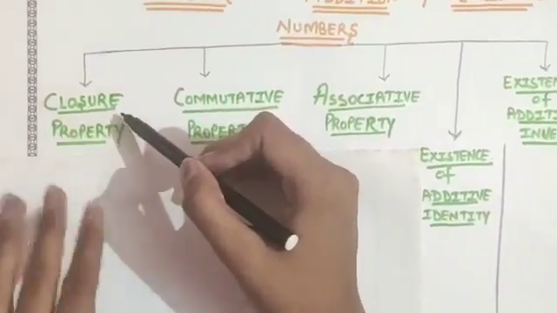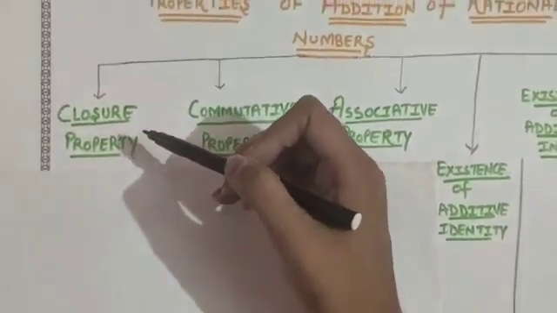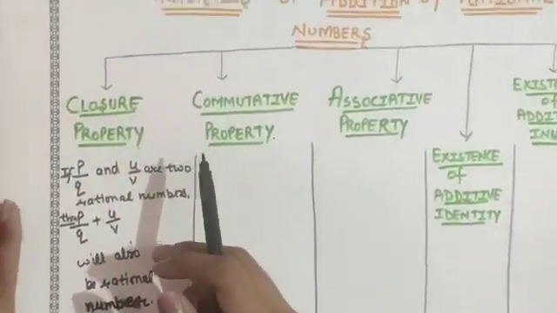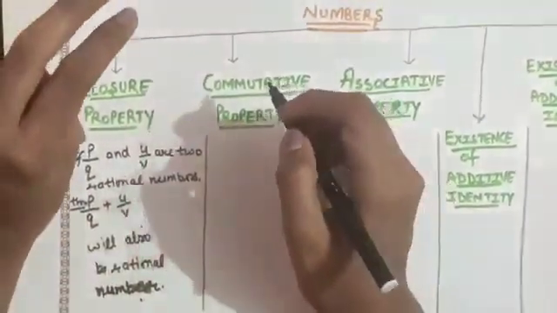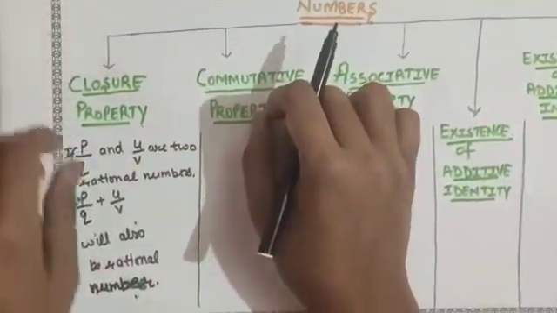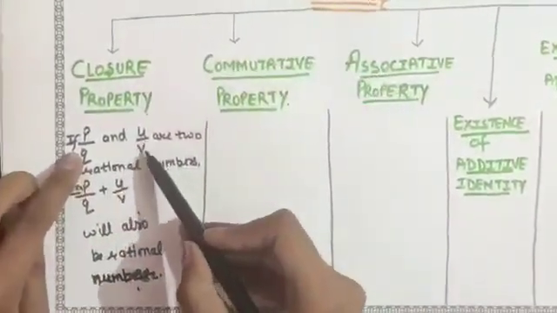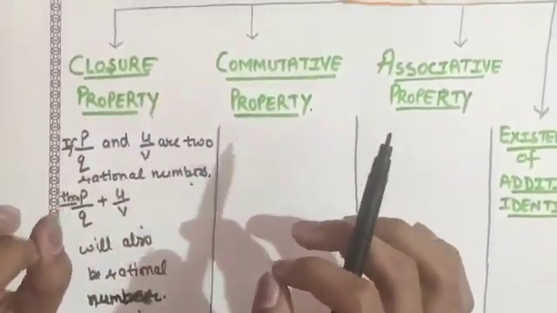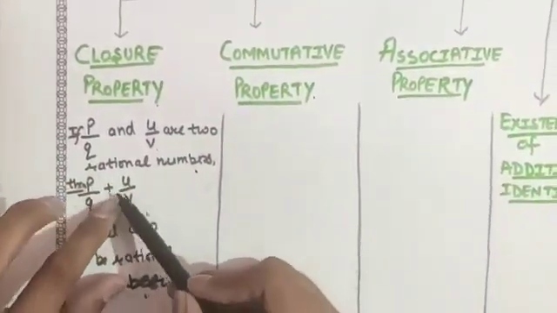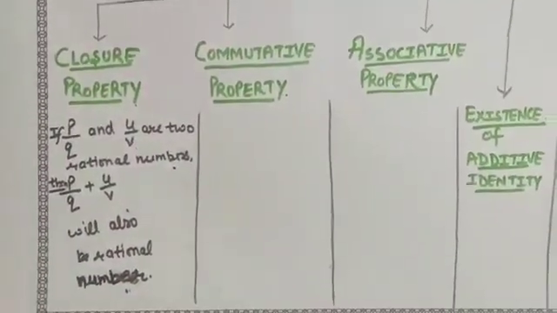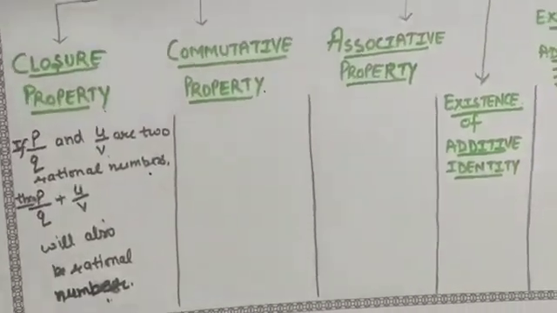So first property is closure property. So what is closure property? Closure property says that the sum of two rational numbers is always a rational number, means if p by q and u by v are two rational numbers, then their sum will also be a rational number, means p by q plus u by v will also be a rational number. Let it be clear by an example.